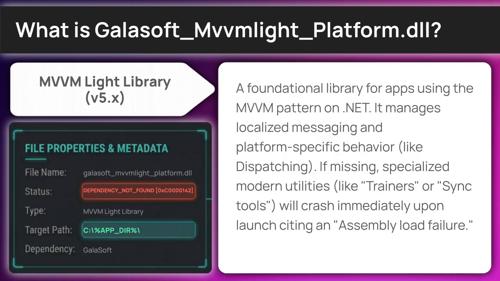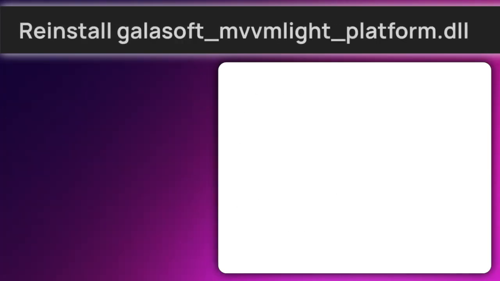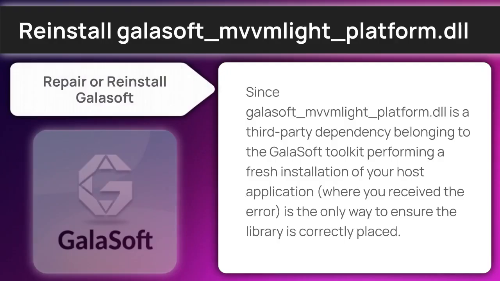With that context in mind, our first logical step is a clean reinstallation. Since Galasoft MVVM Light Library DLL is a third-party dependency belonging to the Galasoft toolkit, performing a fresh installation of your host application where you received the error is the only way to ensure the library is correctly placed.